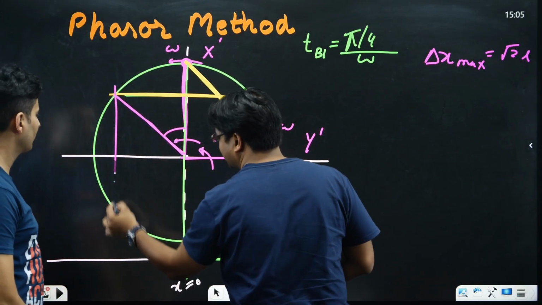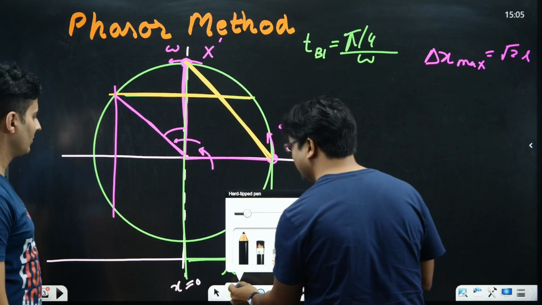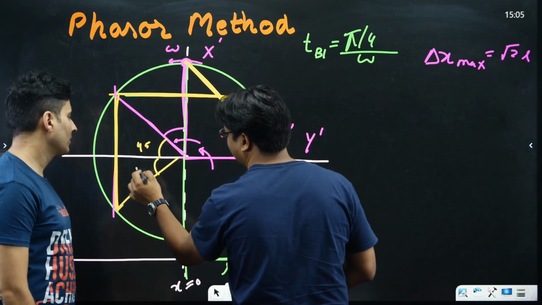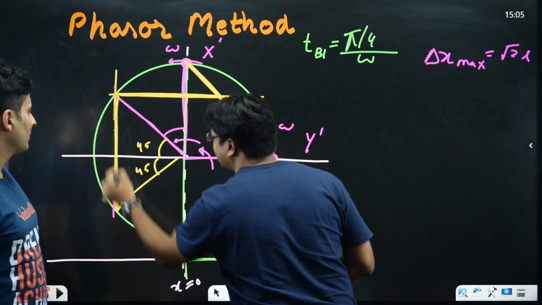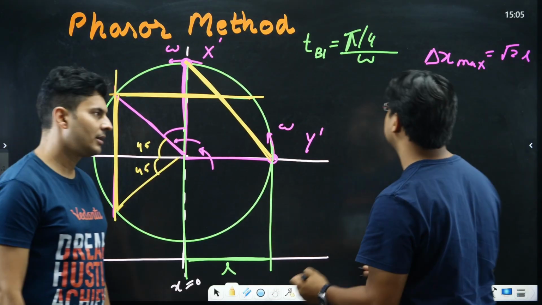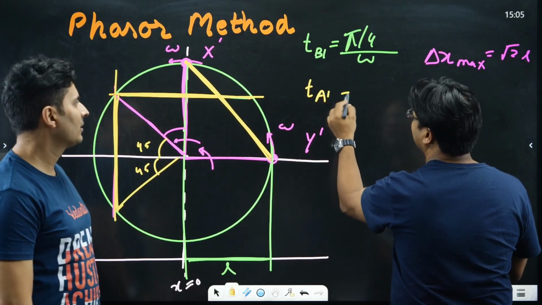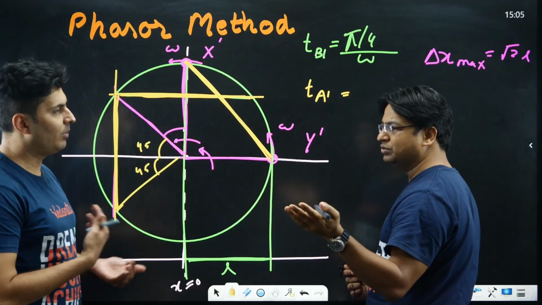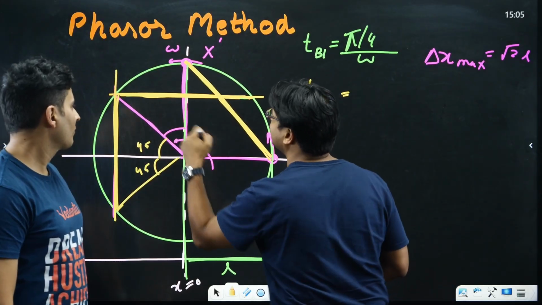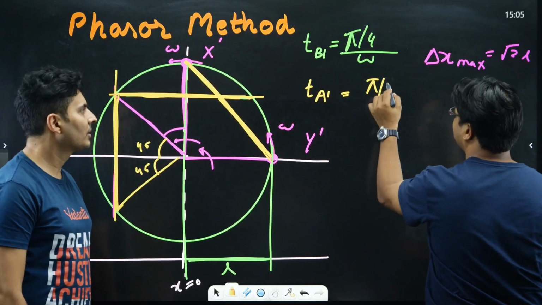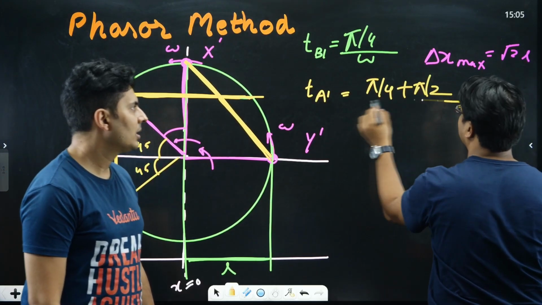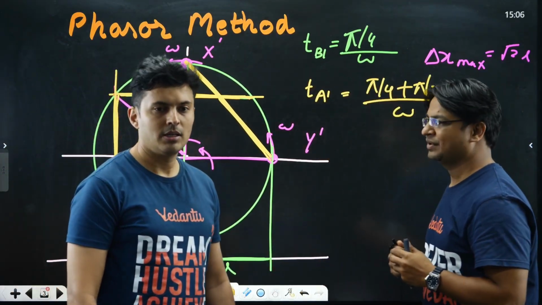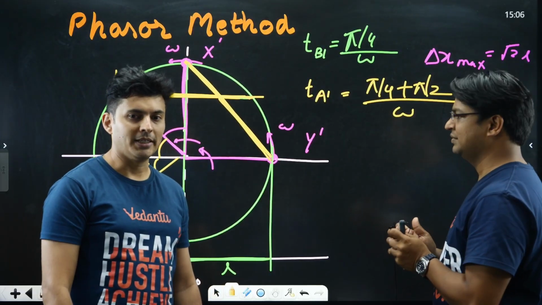So when the chord moves to this position, this angle will be 45 degrees and this angle will be 45 degrees. Correct. So from horizontal to vertical is 90 degrees of rotation. Okay, so this answer is TA1. If I start from here to here, it took pi by 4, and from here to here, it took pi by 2. So pi by 4 plus pi by 2 over omega is the first time that event A will happen. So 3 pi by 4 divided by omega, right?